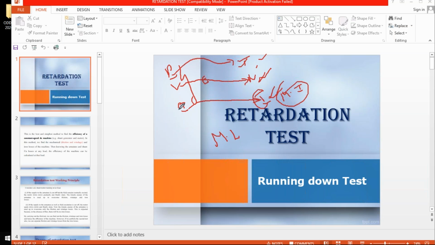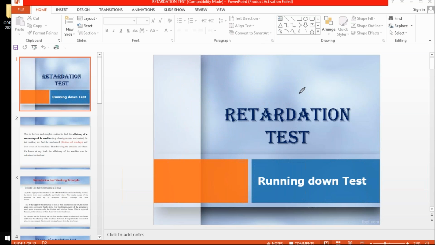Why? Because by using the excitation, the EMF will be generated, and based on that we will get the power. It may be mechanical power or electrical power. So these are the three parameters related to the electrical losses, and these are the three parameters related to the mechanical losses. Now let's move on to the topic.